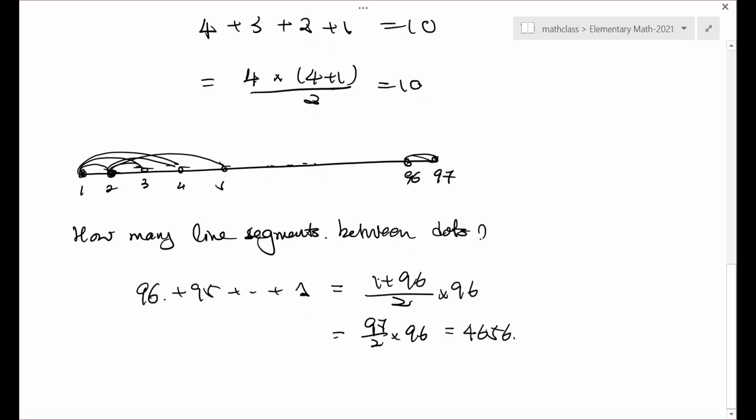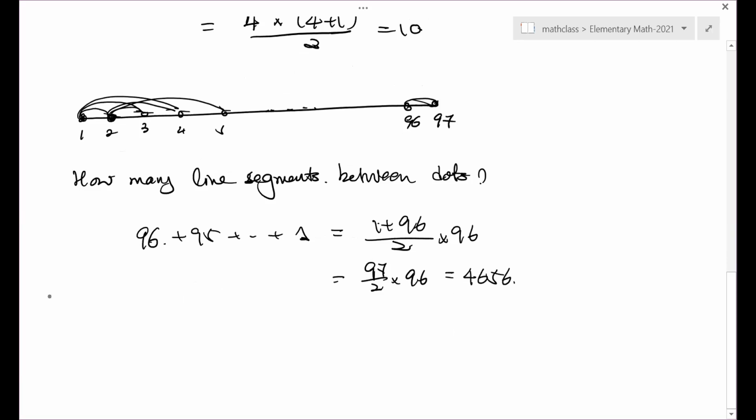And why we need to count them: suppose you have so many stations along the railroad, right? And you want to design some tickets. If the order doesn't matter for a ticket between two stations, you just need to print the two names of the stations. Then you need to design this many different tickets, because there are 4,656 pairs of dots here, or train stations here.